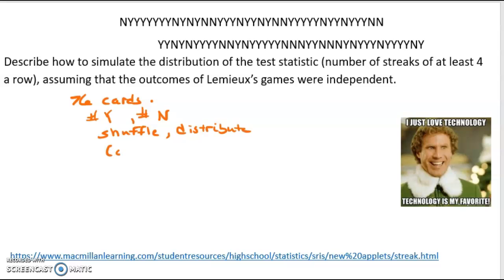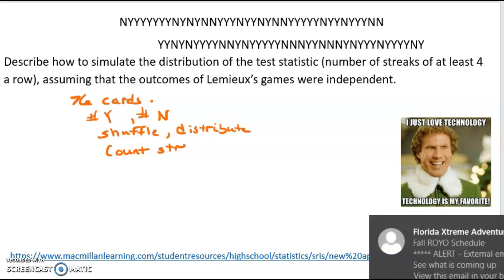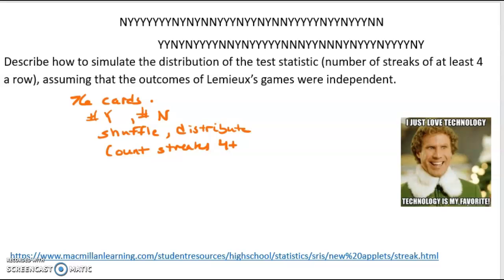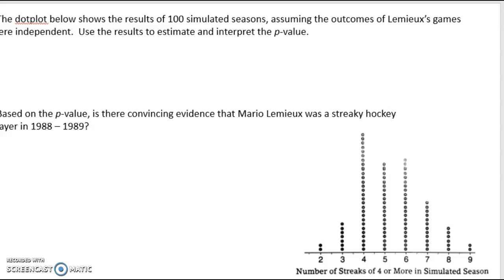And then, here we go, count the number of streaks of 4 or more. And then, of course, that number is going to represent a dot on the dot plot. And then, of course, you repeat because we like the law of large numbers in our favor. So we want as much data as we can. So, all right, there it goes. The dot plot below shows results of 100 simulated seasons, assuming the outcomes were independent.